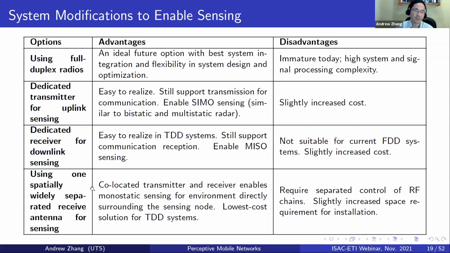Another option is using one specially widely separated receive antenna for sensing. So we still have the normal transmitter and a normal communication node. We only need to add one additional antenna. This is separated, especially wider separated, from the existing antennas. Since we only require one additional antenna, the cost will be quite low. And we can use multiple transmitters and one dedicated antenna for the receiver to achieve the sensing function, because in the active downlink sensing case, the AOD can be used as AOA to locate the object. For other estimations, we can achieve similar performance, with only some degradation in terms of the SNR. So this would be an attractive option for downlink active sensing.